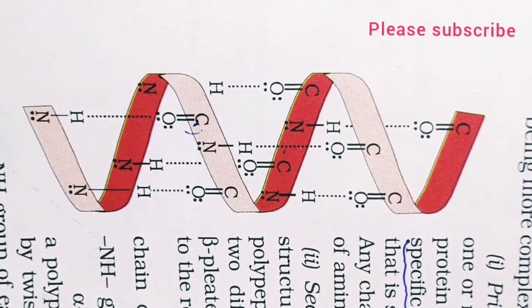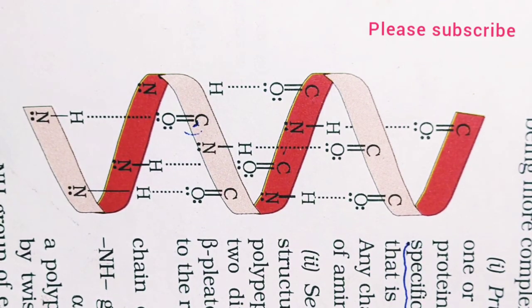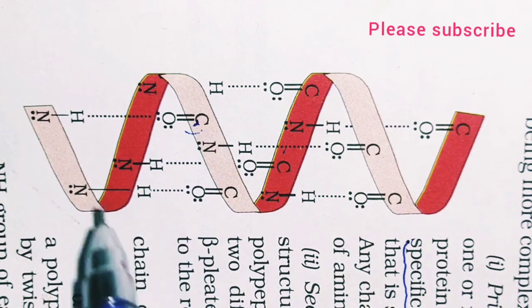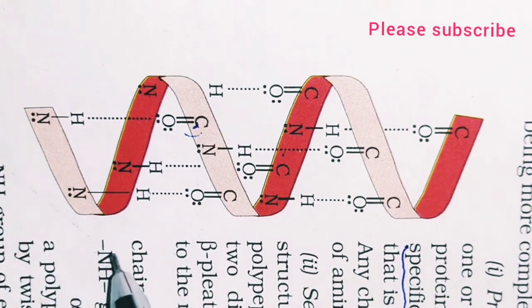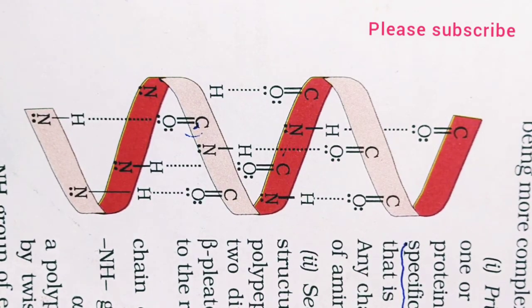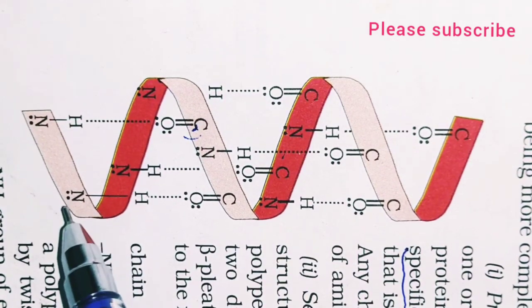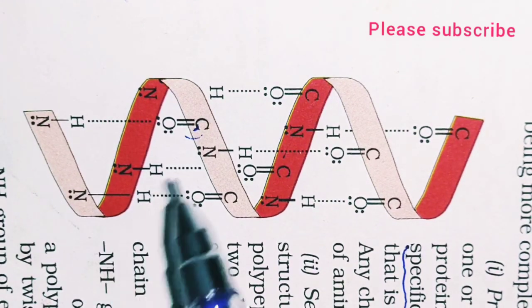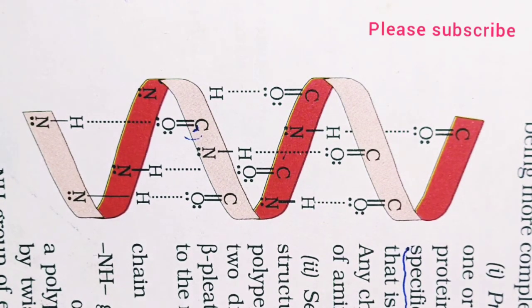The alpha helix is a right-handed screw. It is twisting like a right-handed screw. That means this structure is like a right-handed screw. That is what is called the alpha helix structure. Comparing it with a right-handed screw, that I have to remember.